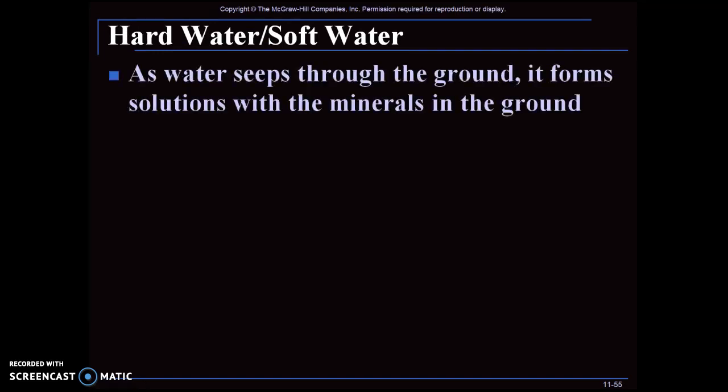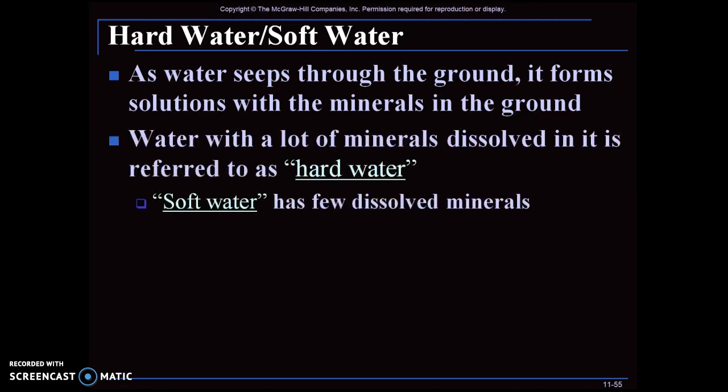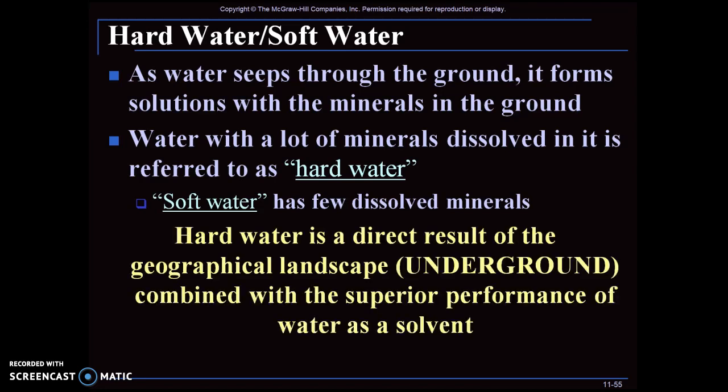As water seeps through the ground, it forms solutions with the minerals in the ground. We all know that on top of the earth we have many other materials, and this water flows from one place to another. When it does that, it takes up the minerals in the ground as it flows through. When this water is mixed with a lot of minerals, it is referred to as hard water. Soft water has few dissolved minerals, and hard water is a direct result of the geographical landscape underground, combined with the superior performance of water as a solvent.